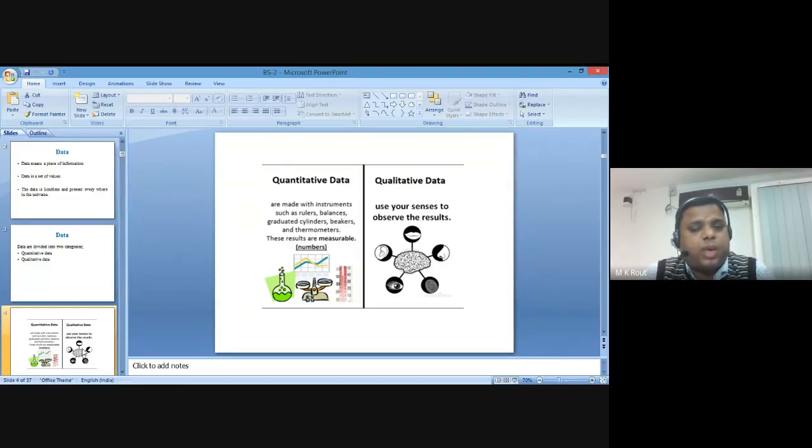The next part is qualitative data. In the case of qualitative data, you use your senses to observe the result. For example, you can taste a particular object or disease, you see, or you can feel, or you can smell something. These data are basically drawn in the form of surveys, in the form of taste, in the form of senses, in the form of flavors. These are under qualitative data. So moving to the next one.